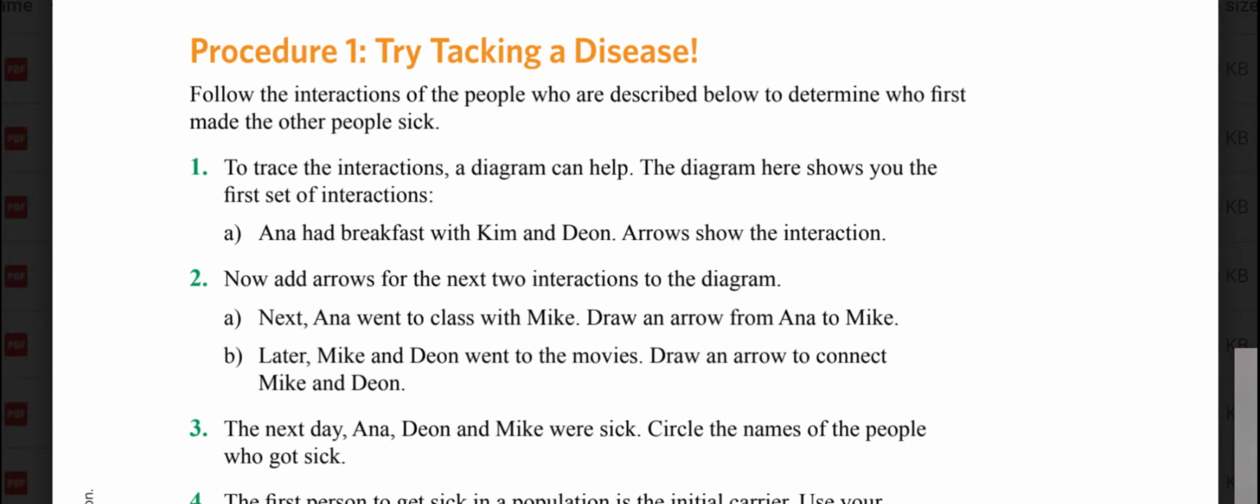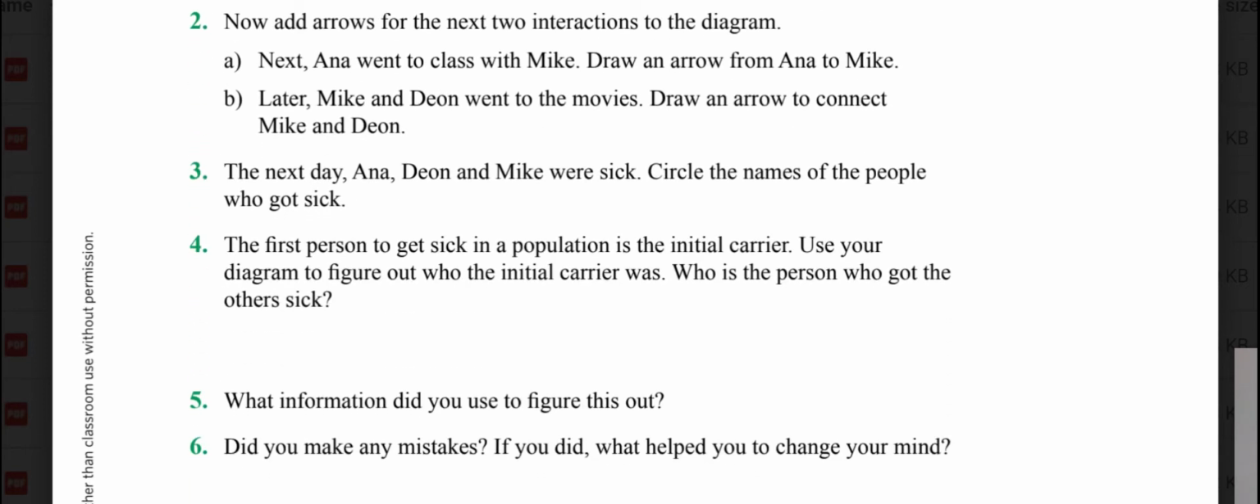Number 2, now add arrows for the next two interactions to the diagram. Next, Anna went to class with Mike. Draw an arrow from Anna to Mike. B, later Mike and Dion went to the movies. Draw an arrow to connect Mike and Dion. The next day, Anna, Dion, and Mike were sick. Circle the names of the people who got sick.